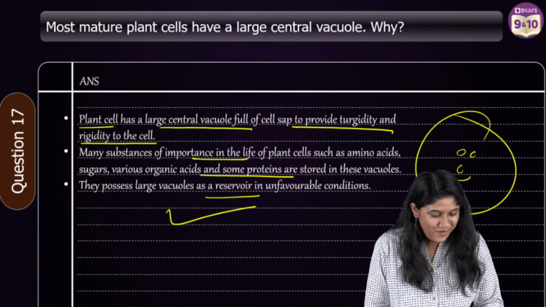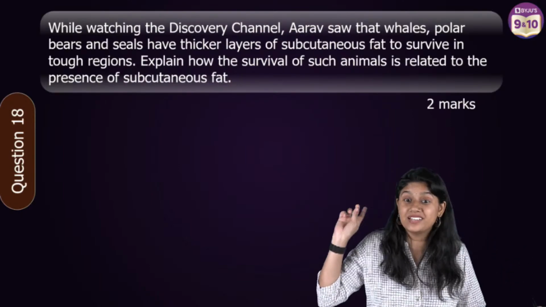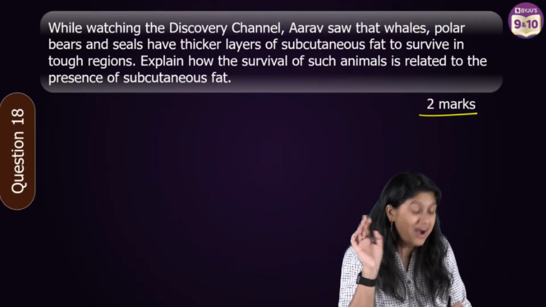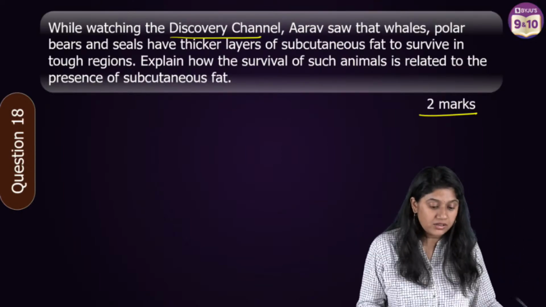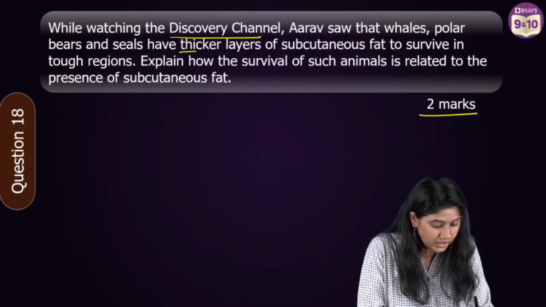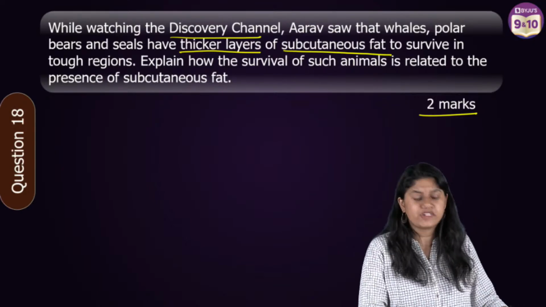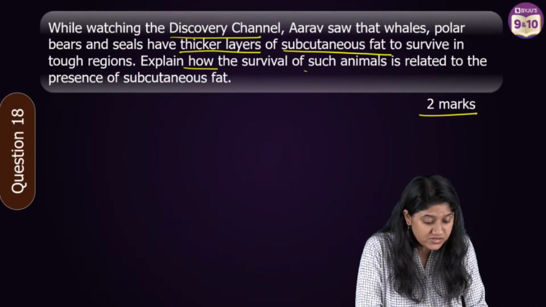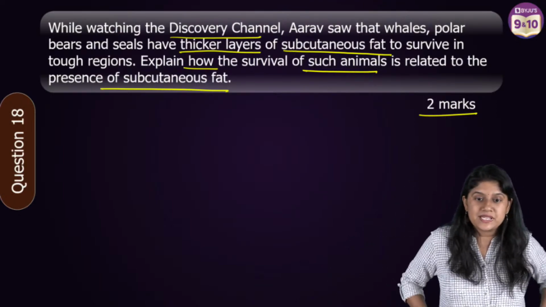Okay, question number 18, everyone. This is an interesting question. Everyone read the question. This can come for 2 marks or for 3 marks. While watching the Discovery Channel, Arav saw that whales, polar bears and seals have a thick layer of subcutaneous fat to survive in the tough region. Explain how the survival of such animals is related to the presence of this fat. Easy peasy.